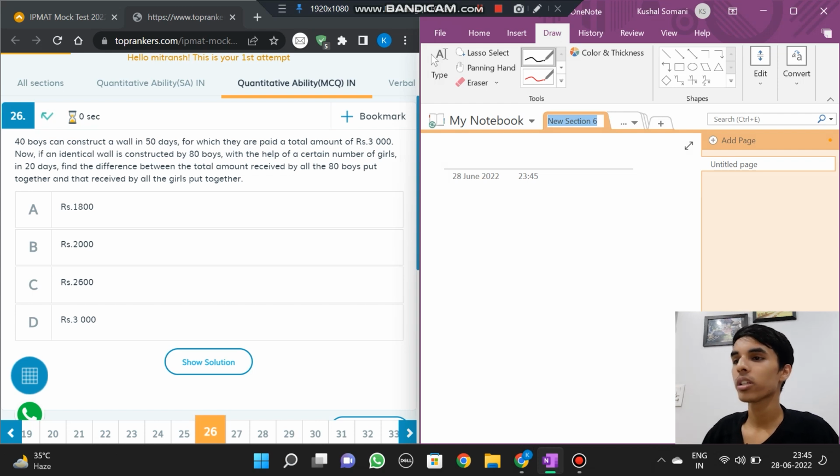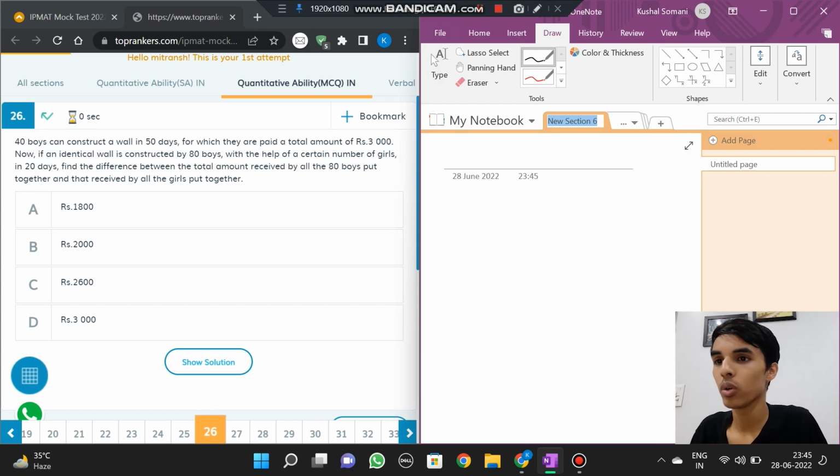It says that 40 boys can construct a wall in 50 days, for which they are paid a total of 3,000. Okay. Now, if an identical wall is constructed by 80 boys with the help of a certain number of girls in 20 days, find the difference between the total amount received by all the 80 boys put together and that received by all the girls put together. Okay, so in these type of questions, first try to observe the figures.